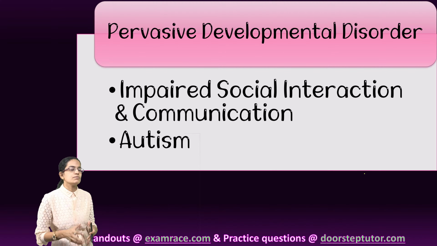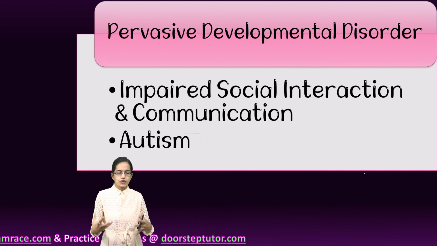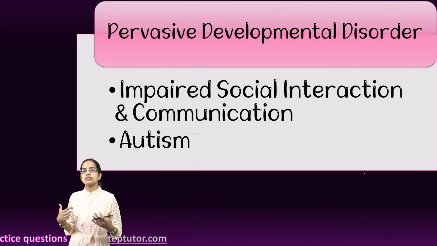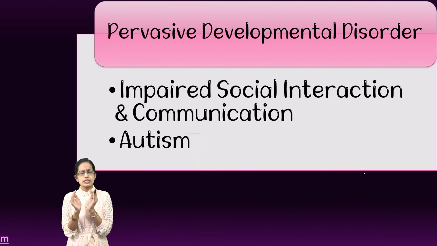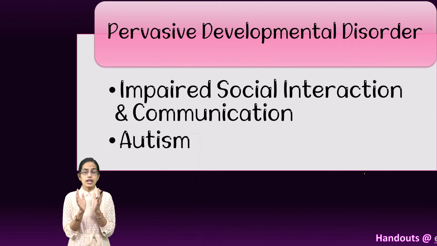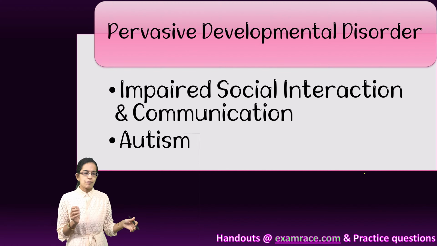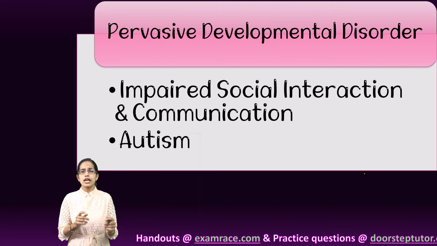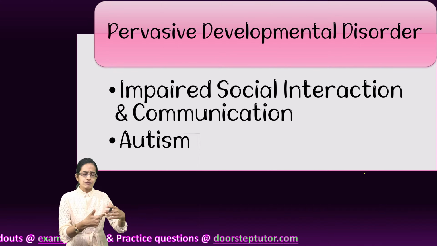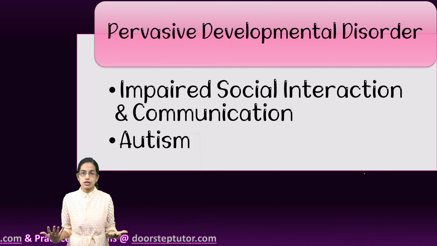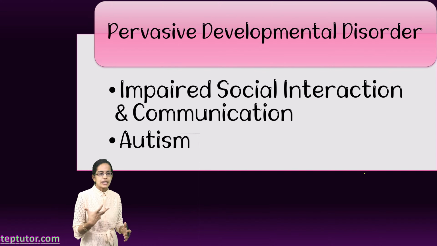Autistic kids usually have marked difficulty interacting with others and communicating with people. They have very small and restricted areas of interest. They are very particular about their daily routine habits and have a strong desire to keep themselves in a routine. Anything outside the routine, they are not comfortable with. So those are the pervasive developmental disorders.